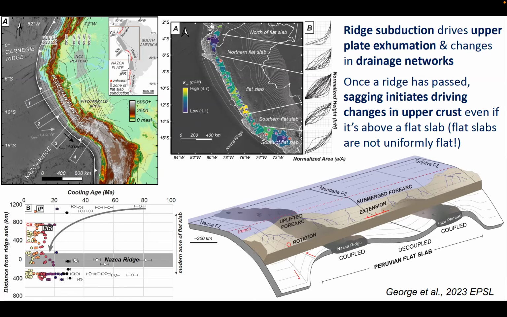We looked at geomorphic indices, which show that places that interacted with the subducting ridges have younger channel morphologies. We also looked at thermochronology, which suggests similarly that the timing of these processes is younger in places where the ridges have passed by. We use this to argue that ridge subduction drives upper plate exhumation and changes in drainage networks. We also think that there's sagging that occurs after these ridges pass by an area, and so flat slabs are not equally flat along strike.